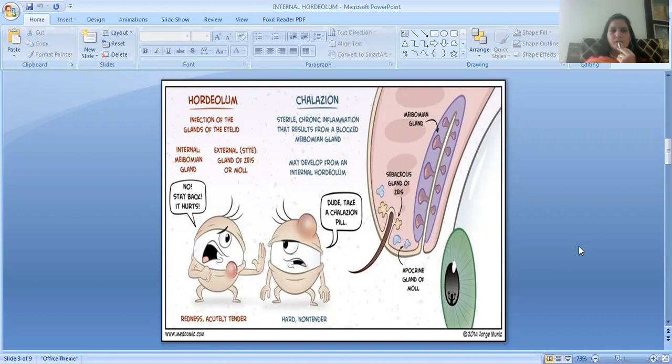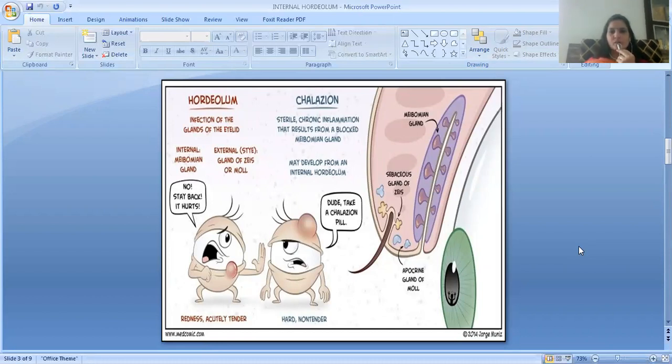Hordeolum is of two types, internal hordeolum and external hordeolum. In internal hordeolum, the involved gland is the meibomian gland, whereas in external hordeolum or sty, the gland is the gland of Zeis or Moll. And chalazion may develop from an internal hordeolum.